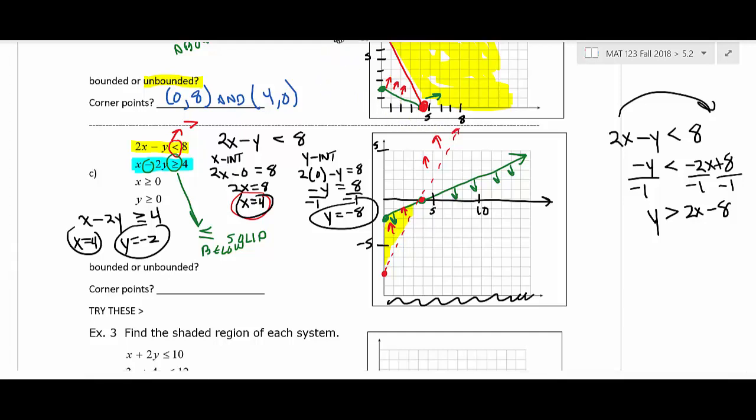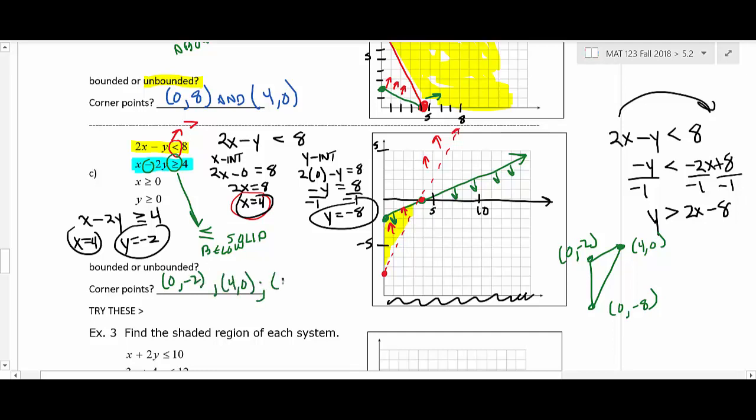All right, so your corner points on this would look like this. You're really looking at this region right here. You've got all of these corner points you already know, so you don't need to do a matrix. This corner point here is 0, -2. This corner point here is 4, 0. And this corner point here was 0, -8. You can just tell by looking what those corner points are. So that's 0, -2, 4, 0, and 0, -8. And this is bounded because it's a triangle. It doesn't go on forever. It's bounded within the boundaries of a triangle. So it goes like that.